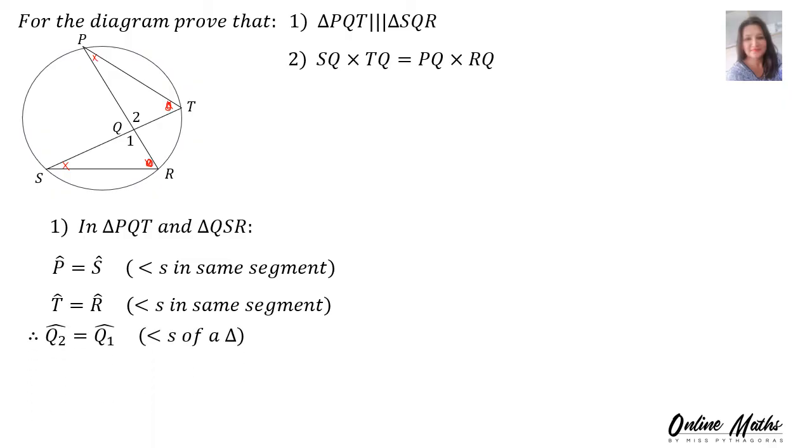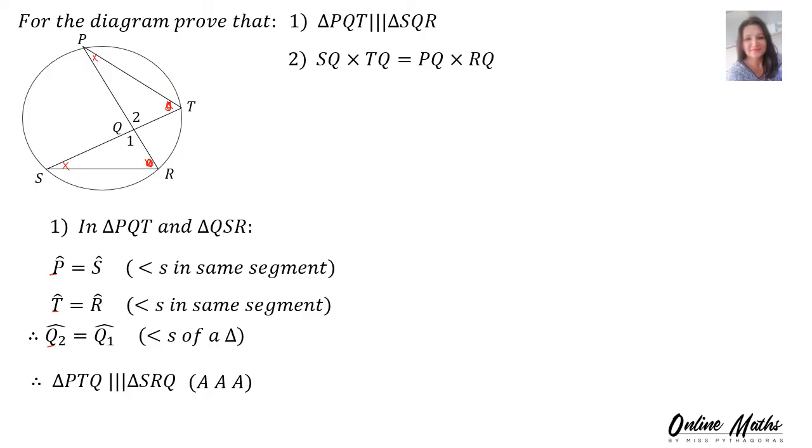We can say angle Q2 is equal to angle Q1. Angles of a triangle, or you can use the reason, third angle of a triangle. Then we can say the two triangles are similar. Therefore, triangle PTQ is similar to triangle SRQ. Please note the order in which you write down the name of the triangle. And our reason for the two triangles to be similar, angle, angle, angle.